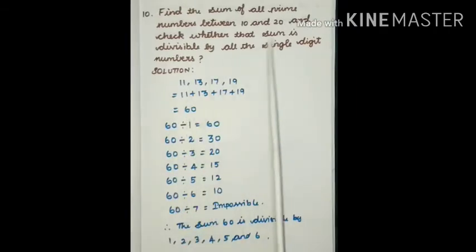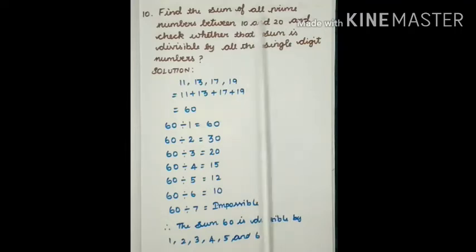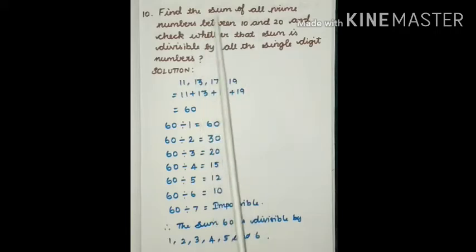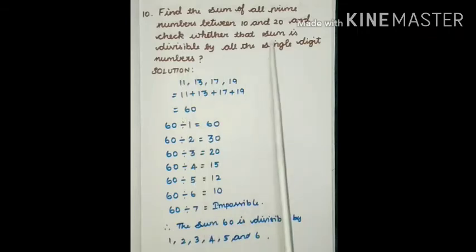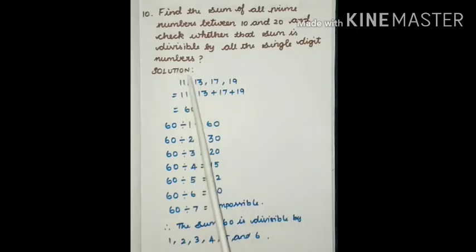First we have to find the prime numbers between 10 and 20. That is 11, 13, 17 and 19. Then we have to find the sum. Sum means we have to find the total. 11 plus 13 plus 17 plus 19 equal to 60. Then we have to check whether the sum is divisible by all the single digit numbers. Single digit number means 1, 2, 3 up to 9.